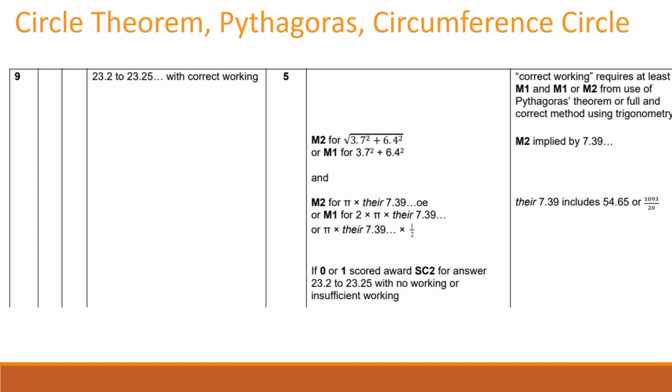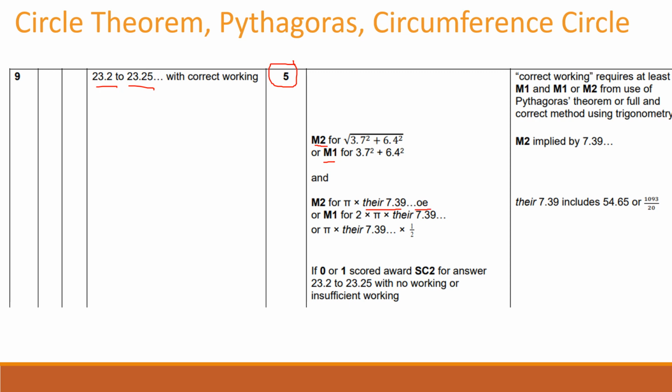The mark scheme says the answer is 23.2 to 23.25, so they've rounded to 3 or 4 significant figures here, for a total of 5 marks. There are 2 marks for doing Pythagoras, the square root of the 2 shorter sides squared and added together. 1 mark for just doing 3.7 squared plus 6.4 squared. And then on top of that, the answer you get, so that means the answer you got for your diameter, times by pi. OE means or equivalent.